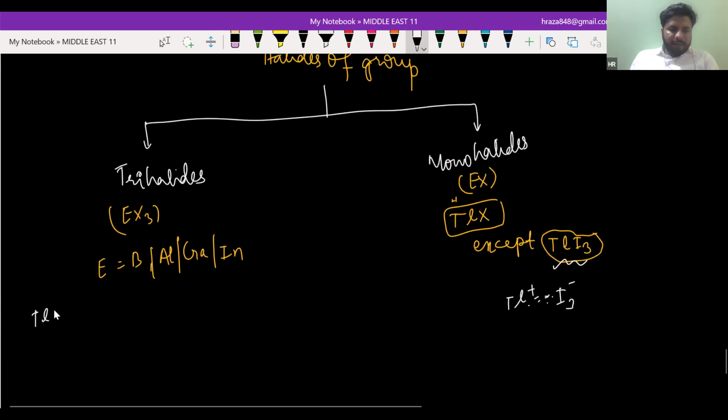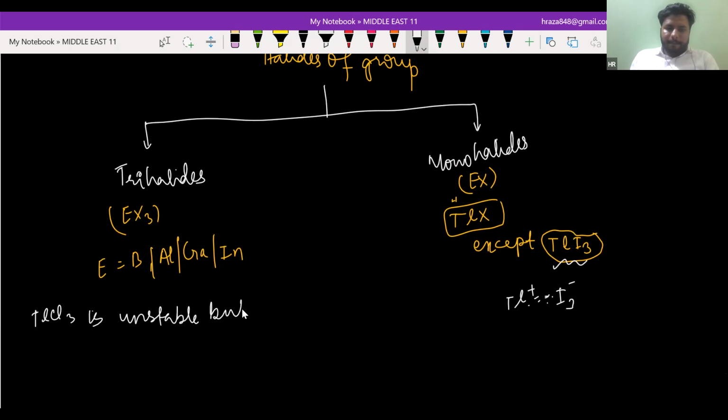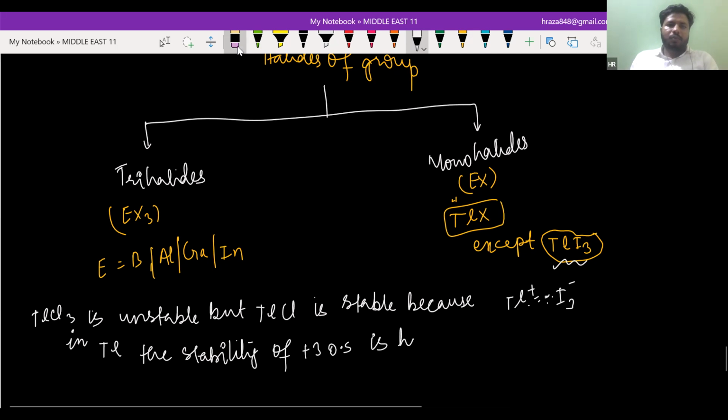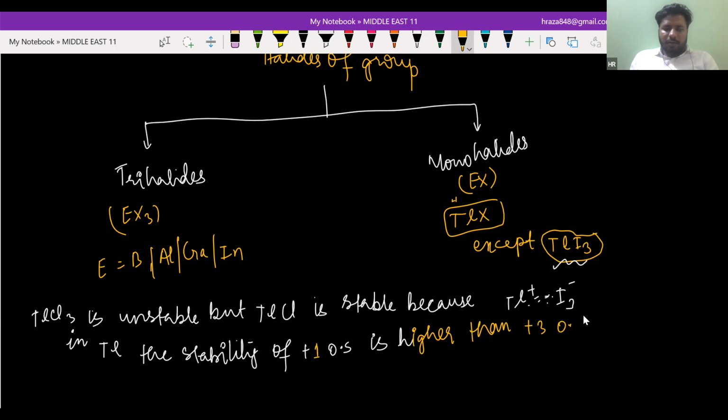Just write a point. TlCl3 is unstable, but TlCl is stable because in thallium the stability of the +1 oxidation state is higher than the +3 oxidation state due to the inert pair effect.